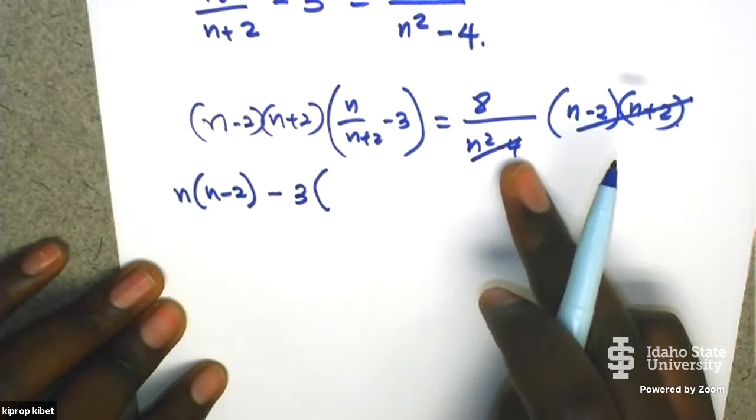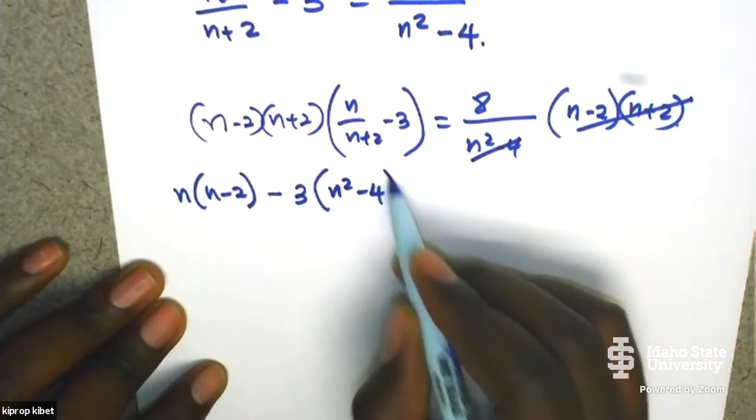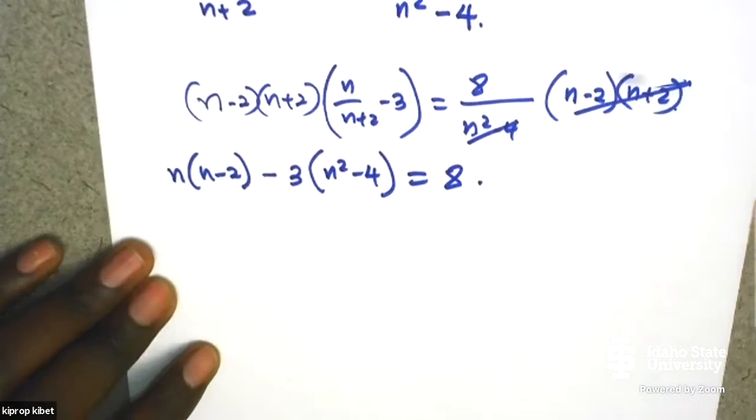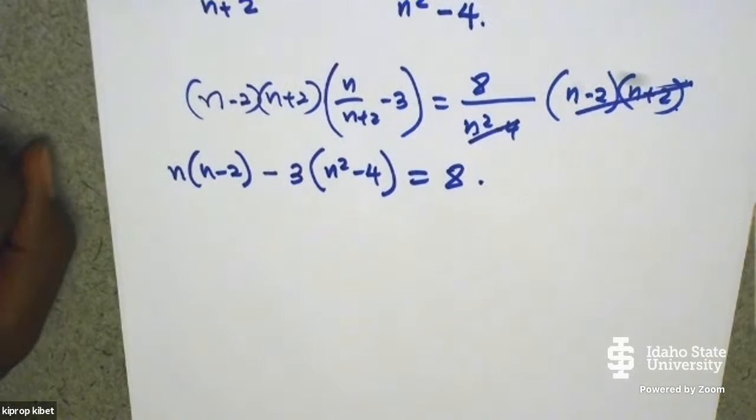It is n squared minus what? Minus 4. N squared minus 4 equals what? This cancels with this. Equals 8. Are we together? Equals 8.